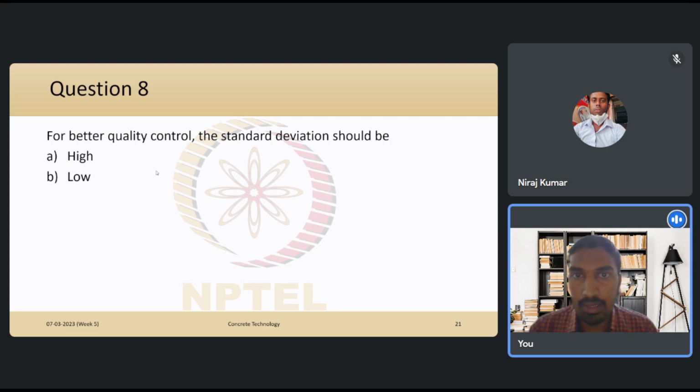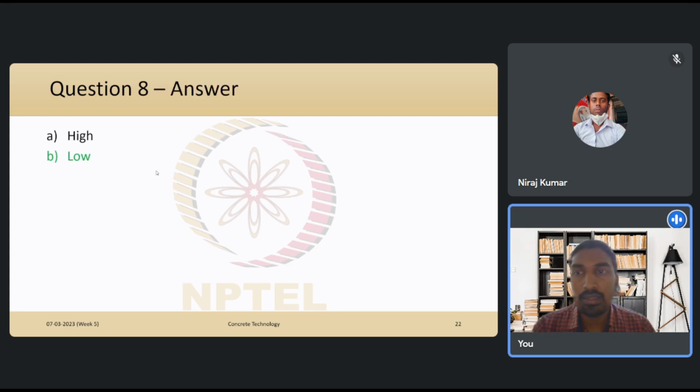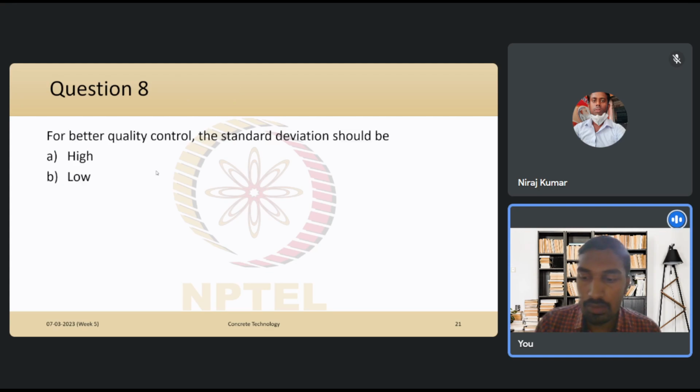Okay, so let's take a look at the answer now. So the right answer is option B, low, right? So when you have lesser standard deviation, what does it mean? You have lesser variability, right? So when you are making more repetitions, every time you are going to get more or less the same strength, right? So that's what lesser standard deviation will give you, because there is no larger range of variation that you are seeing.